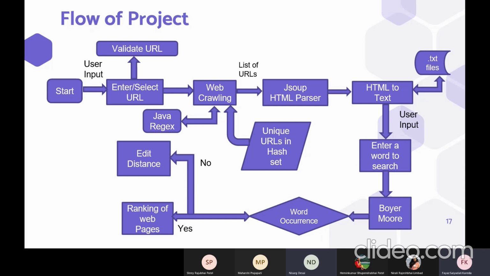Afterwards, when the user inputs a word such as "about" and wants to search how many occurrences there are for that word, he will enter the word, and for that word the Boyer-Moore algorithm will be run. After that it will show that the word has occurred so many times, and accordingly the web pages present in that URL will be ranked.